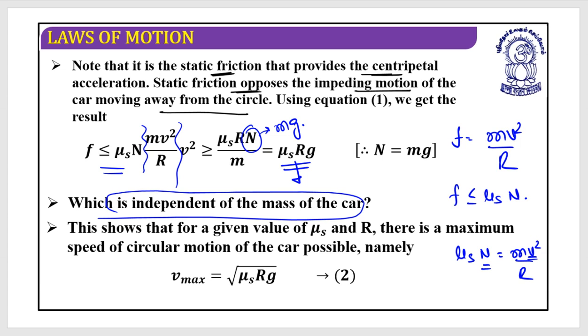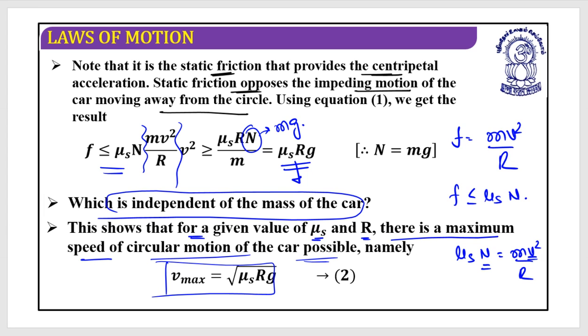That means whatever the mass of the car could be, this speed is fixed. Yes, so you cannot argue that a hatchback should travel like this, or a sedan should travel like this, or a super sedan should travel like this. This is fixed for each car on the level road. This shows that for a given value of mu_s and r, there is a maximum possible speed of the circular motion of the car: Vmax equals root of mu_s into r g.